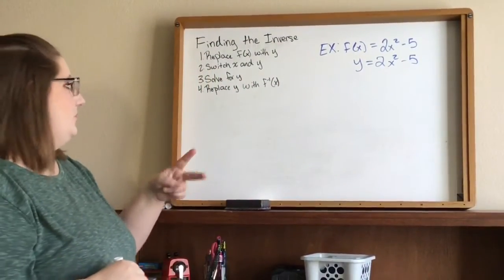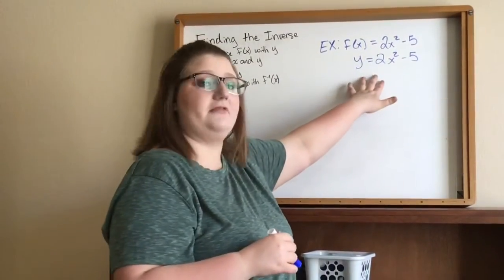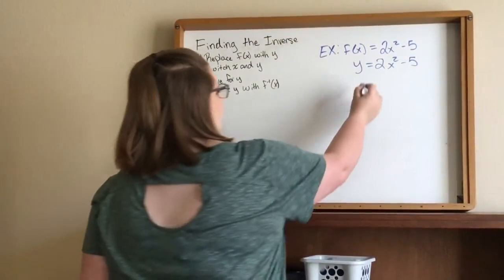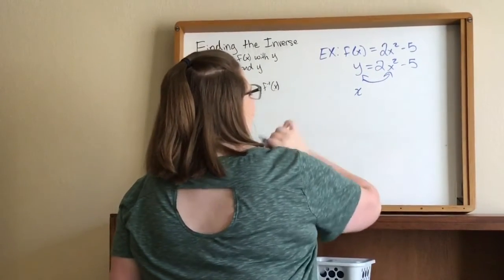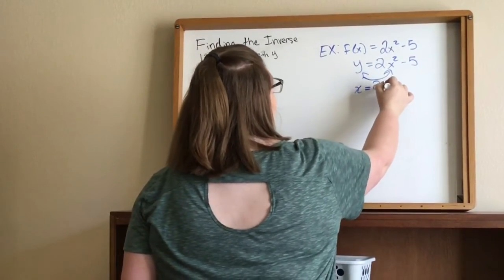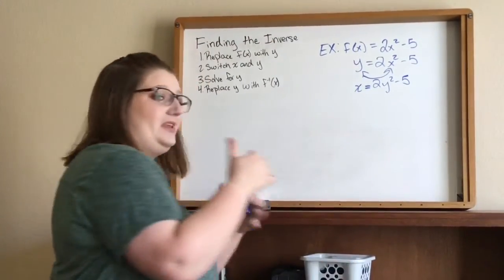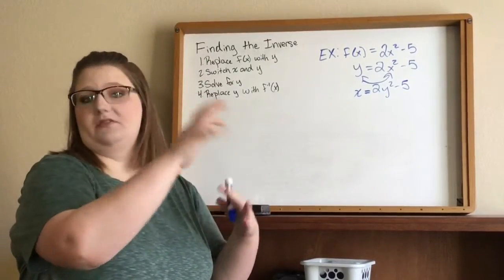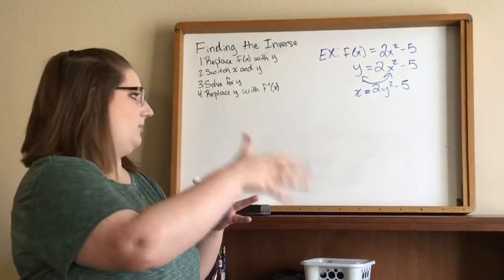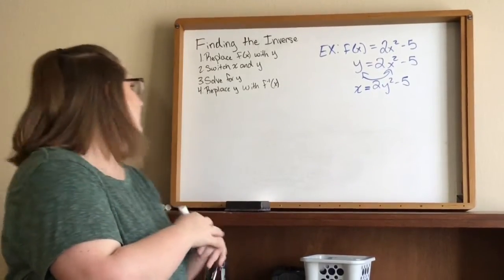Now step 2, we need to switch x and y. So coming over here to our function, we're going to change the places of x and y. So instead of y equals, it becomes x equals 2y squared minus 5. So the only thing that's going to change places is those variables. All of the numbers, all of the exponents, all of the operations stay in the same spot. So just those variables change.